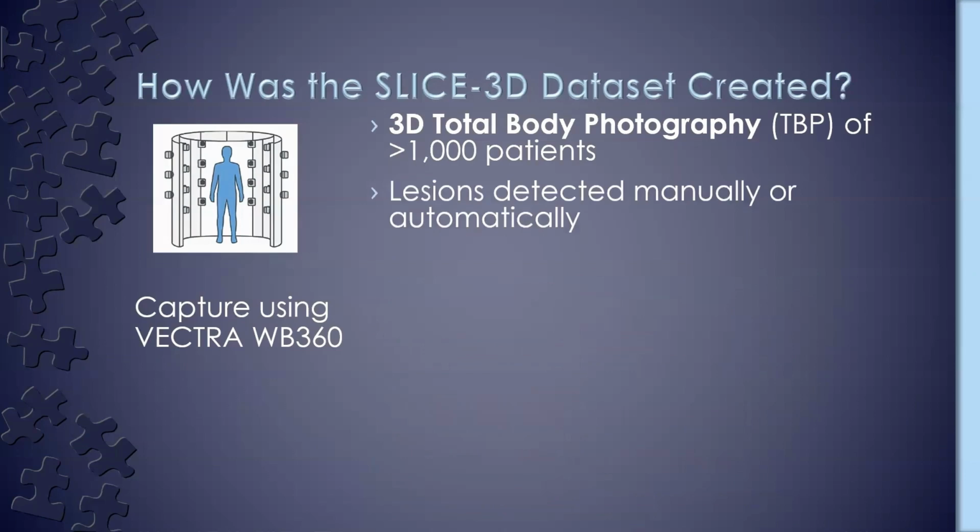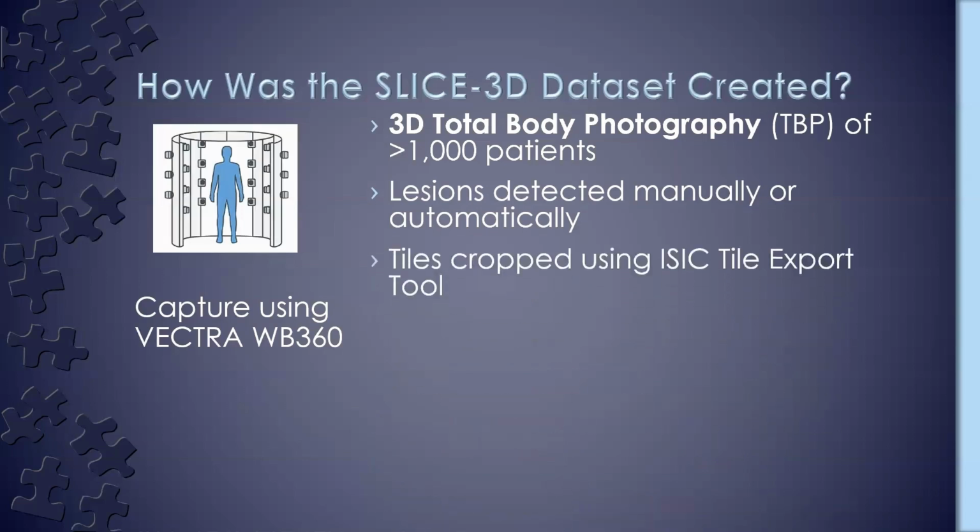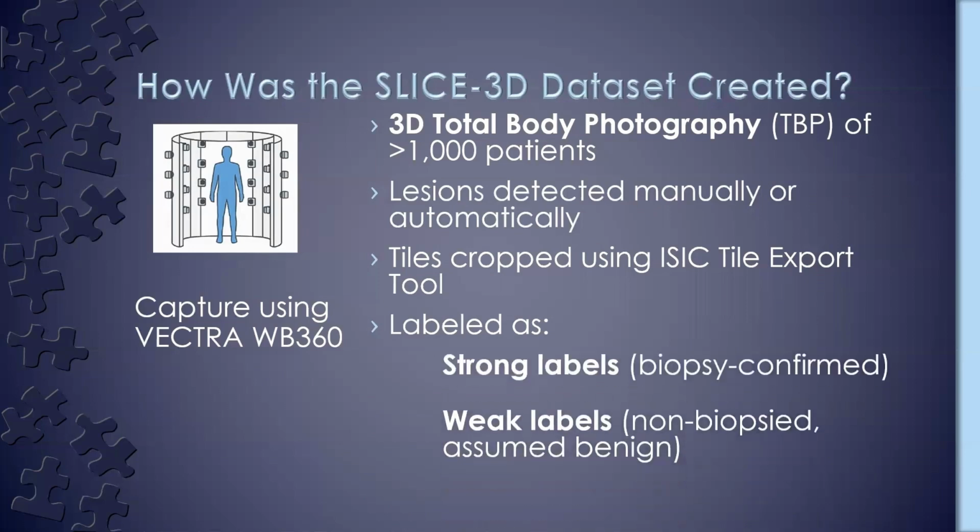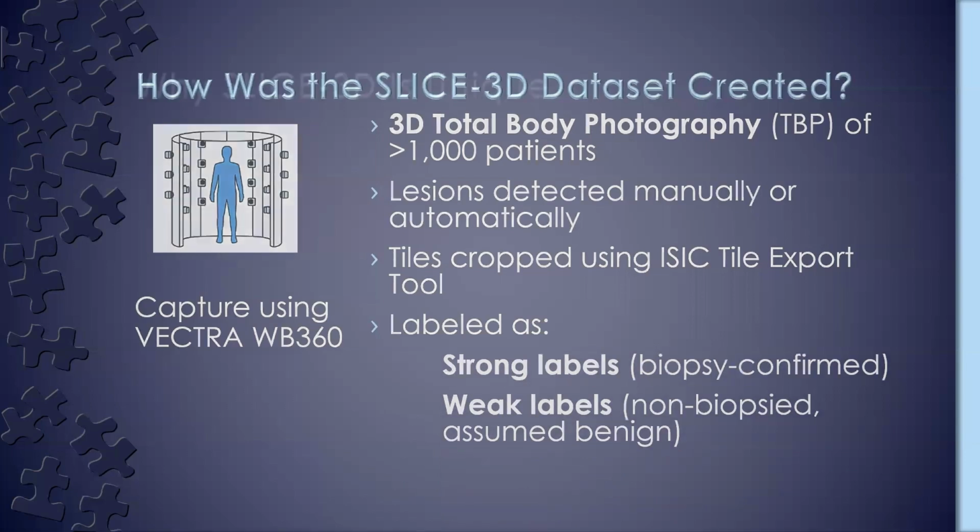From each body scan, lesions were either manually identified by experts or by automated tools. Then, using the ISIC expert tools, there are two types of labels. A strong label is one confirmed by a pathologist, and otherwise it's called a weak label.